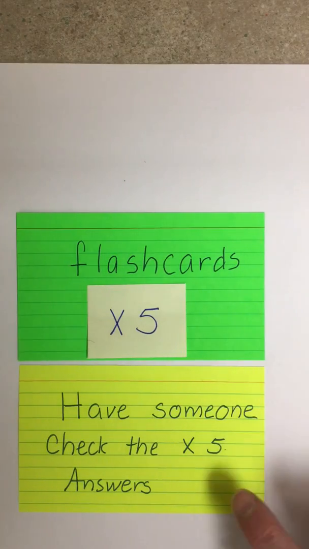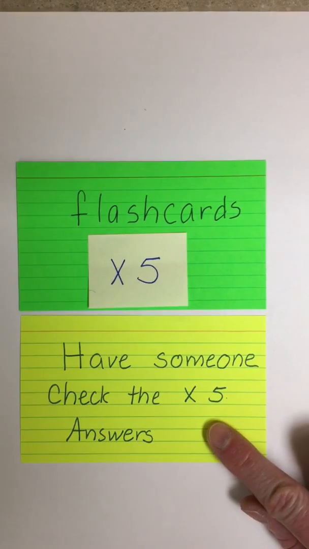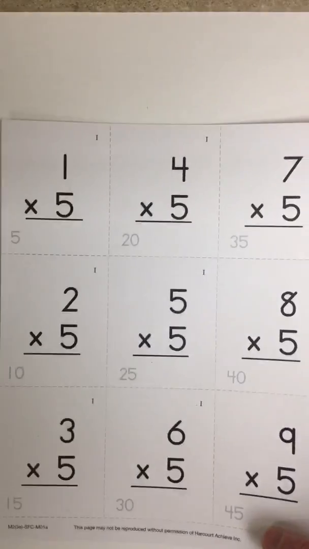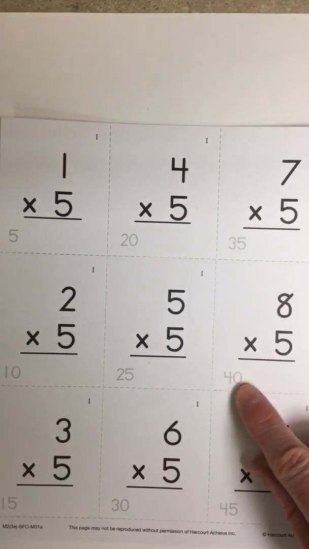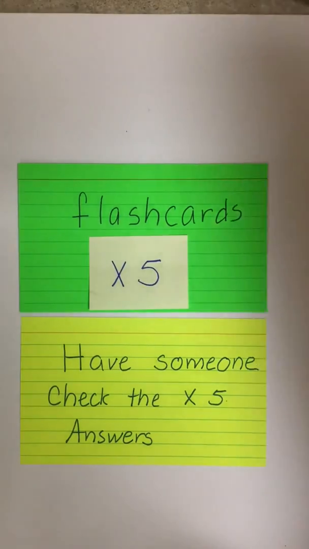If you have to cut your own apart, please have someone check the answers. Make sure you're practicing the right ones. If you have these, you tear them apart and you're saying to yourself, but the answers are already there, right in the front. How does that work?